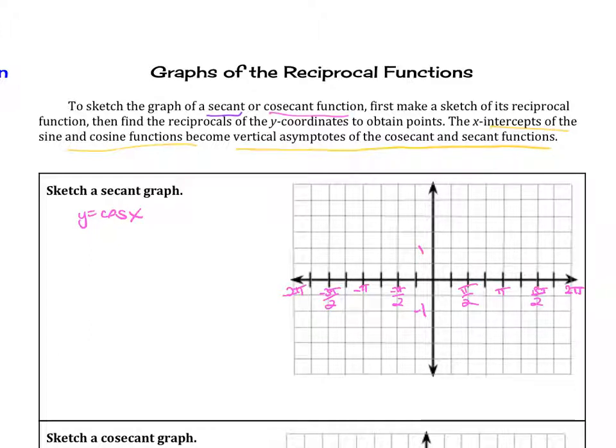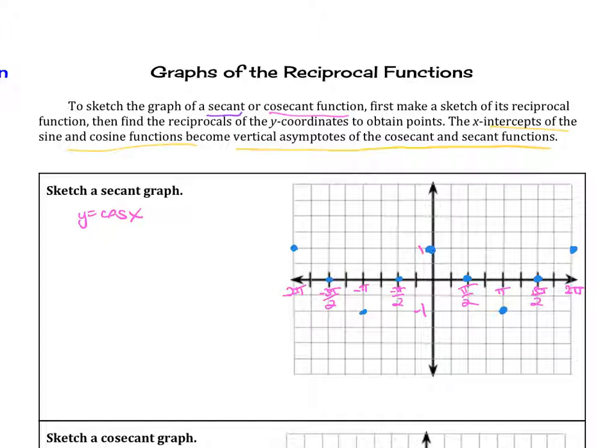So cosine starts at the amplitude. So it starts at 1, and then down at pi over 2, then pi is here at negative 1, then 3 pi over 2 in the midline, and then at 2 pi, we're back at the max. Then you could just go backwards to fill out the rest.